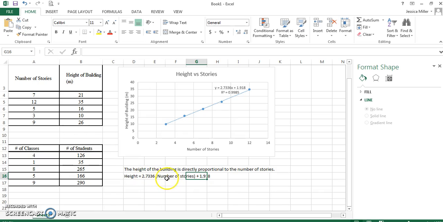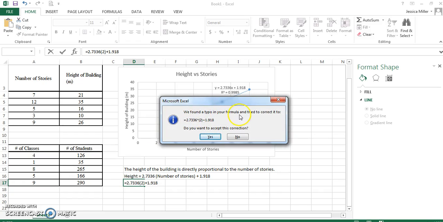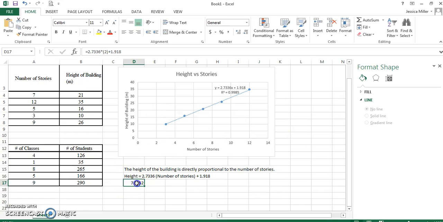Now, if we have a 2-story building and I wanted to know the height, here I'm just going to do a quick equation. I would say 2.7336 times 2, the number of stories that I'm trying to find. Again, this is a model we're using to predict the height of any building. So let's say instead of 9 stories or 12 stories, we want to ask, what is the height of a 40-story building going to look like? We found a typo. It said I needed to put the star in here to multiply that. Yes, I want to accept that. Okay, the height of a 2-story building is going to be 7.4 meters. And remember, a meter is about 3 feet, so that's about 21 feet for a 2-story building.